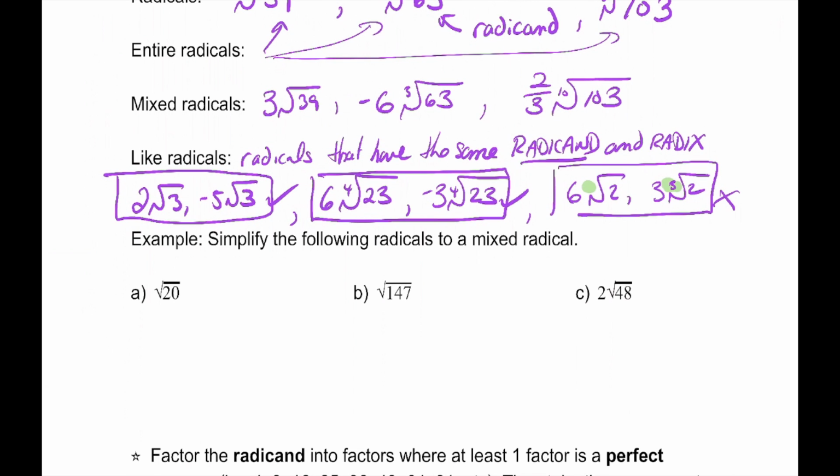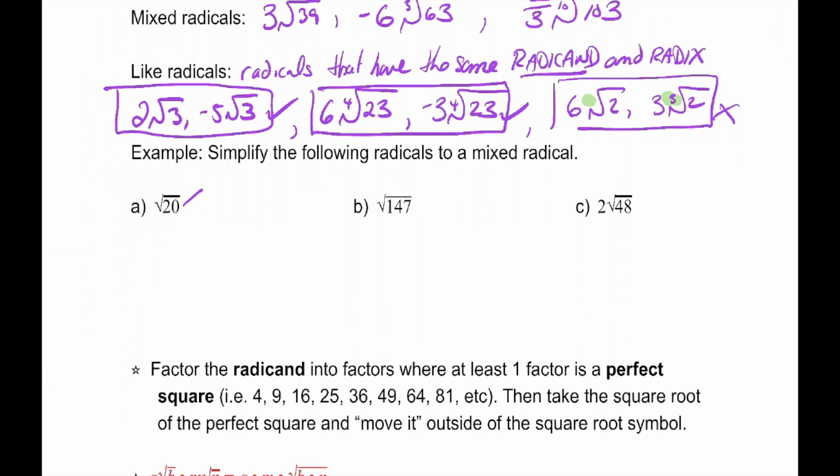Well, we want to break 20 into two factors, and if we can, one of them has to be a perfect square. So I'll go down to a note: factor the radicand into factors where at least one of the factors is a perfect square. Our perfect squares are 4, 9, 16, 25, 36, 49, 64, 81, etc.